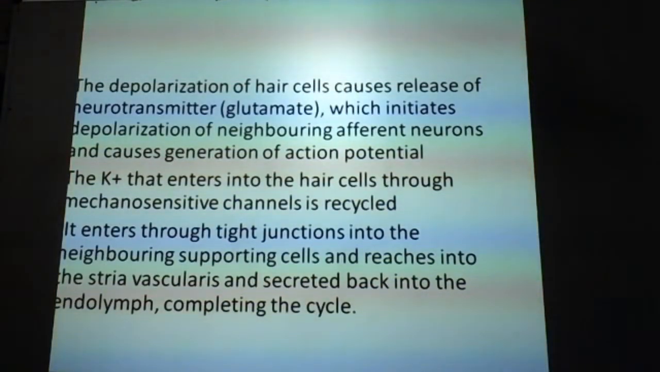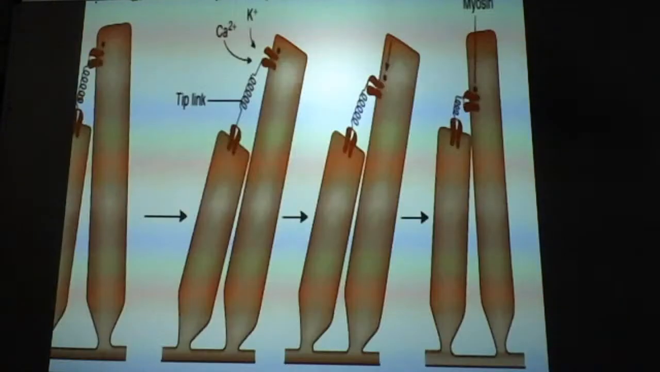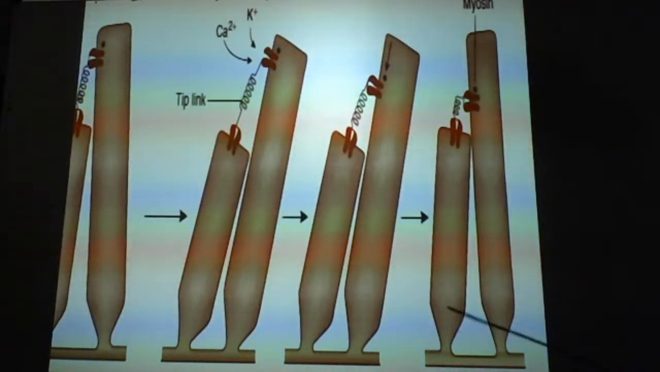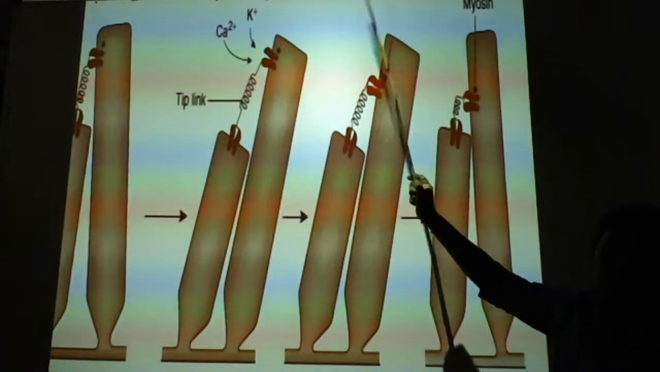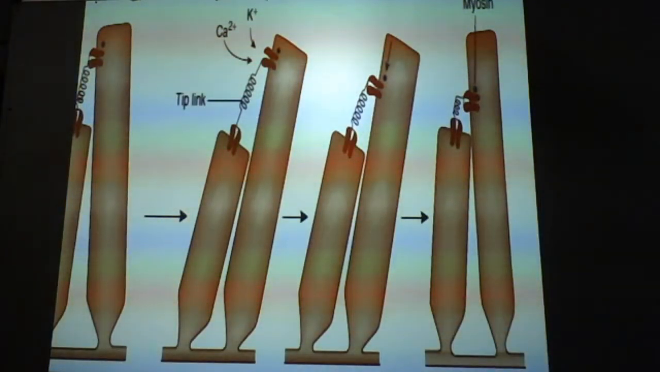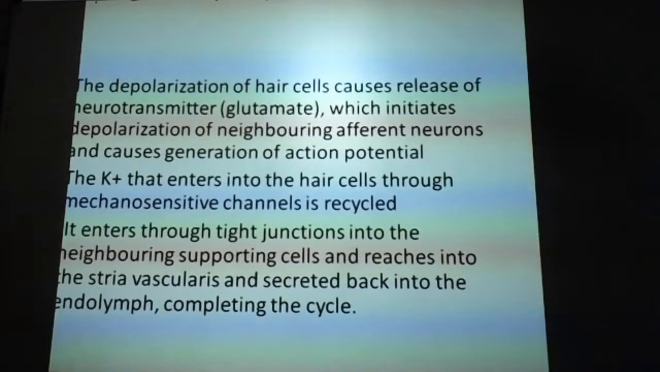So this is how the depolarization of the hair cells causes release of a neurotransmitter called glutamate, which initiates depolarization of the neighboring afferent neurons and thus causes generation of an action potential. So this depolarization which is brought about by influx of potassium and calcium releases an excitatory neurotransmitter called glutamate, which initiates the depolarization of the neighboring afferent neurons and causes generation of action potential.